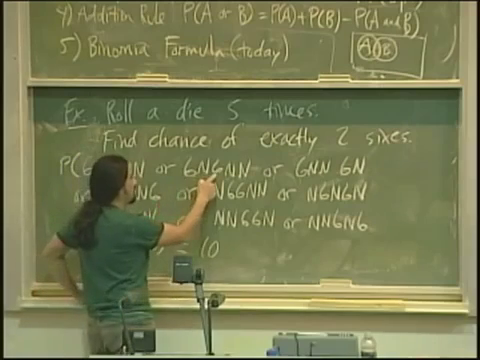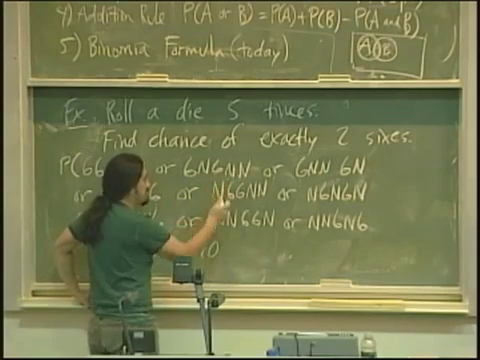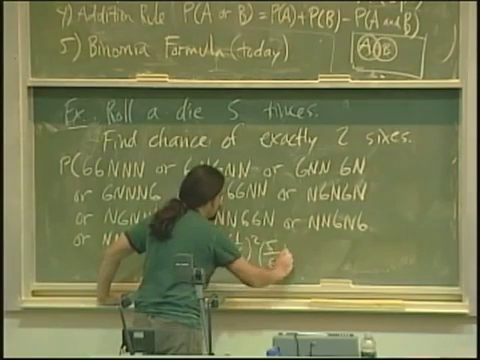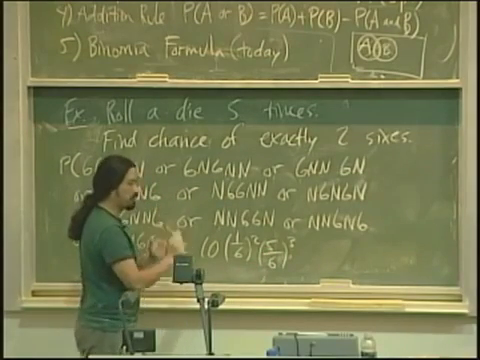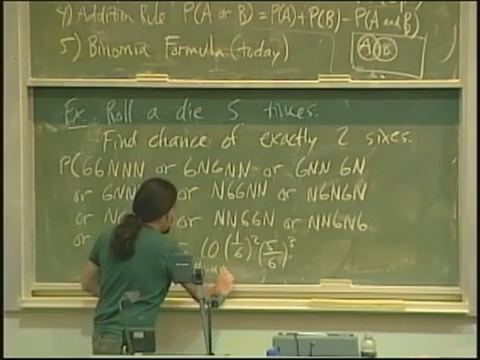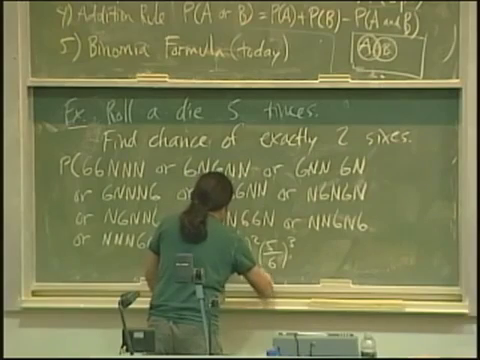Well, this is the same thing, except it's in a different order. 1/6 times 5/6 times 1/6 times 5/6 times 5/6 is still 1/6 squared times 5/6 cubed. Okay? And you can think of that, again, as the probability of one particular sequence. So this is the number of ways of doing it, in all these different orders. And this is the probability of one sequence.